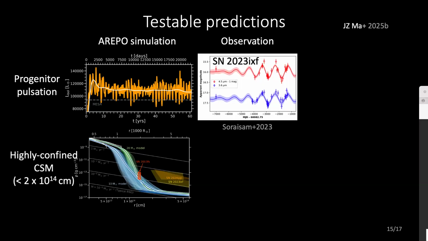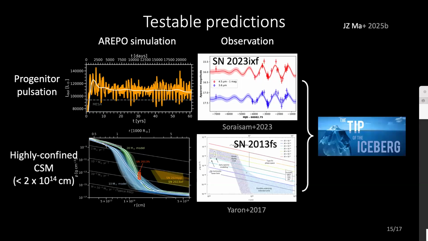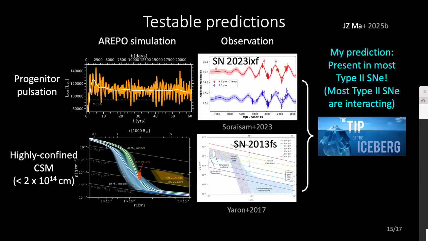So far, there have been some observations of this type of event. For example, this is SN 2023ixf, where they really see the progenitor of this supernova just before it explodes. And indeed, if you see its light curve, it shows this kind of variability. And this confined circumstellar material is also observed in this particular supernova. But these observations are so far quite sparse. And what I predict is that these observations are only the tip of the iceberg. We should be able to see this in most hydrogen-rich supernovae.